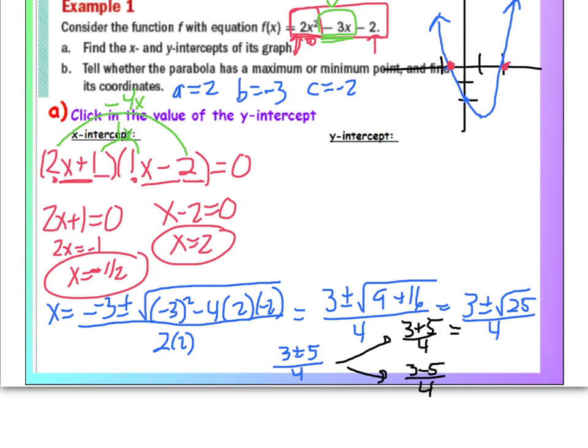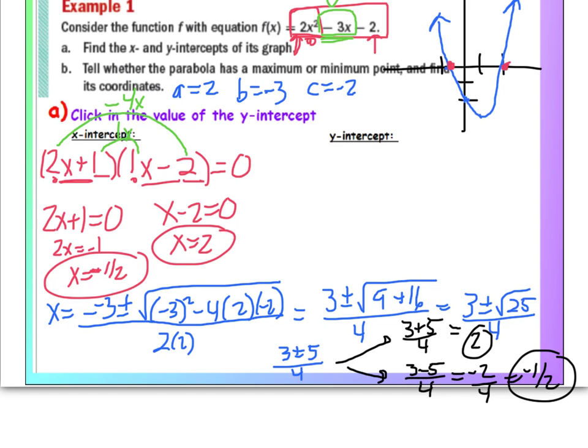You must do 3 plus 5 first, which is 8, divided by 4 is 2. 3 minus 5 is -2, divided by 4, which simplifies to -1/2. So either way, you're going to get the same answer.